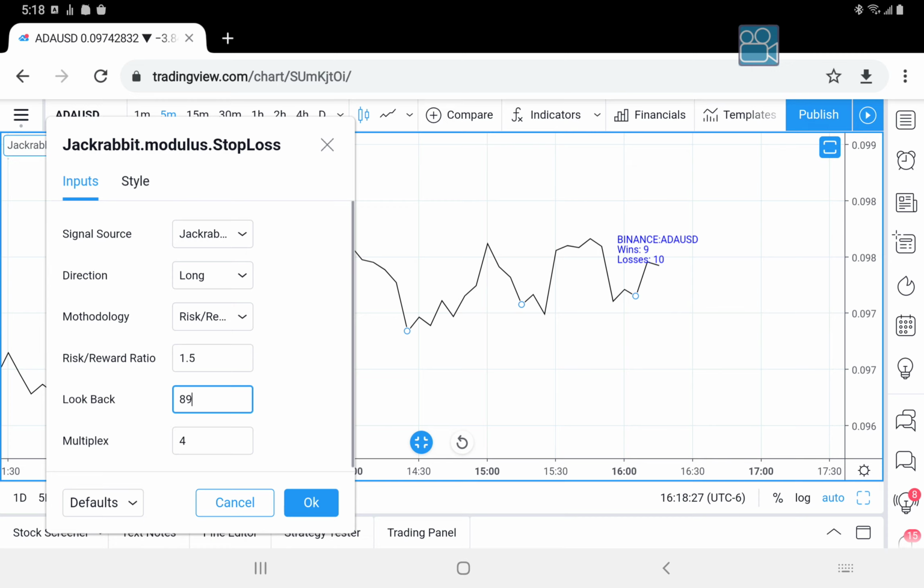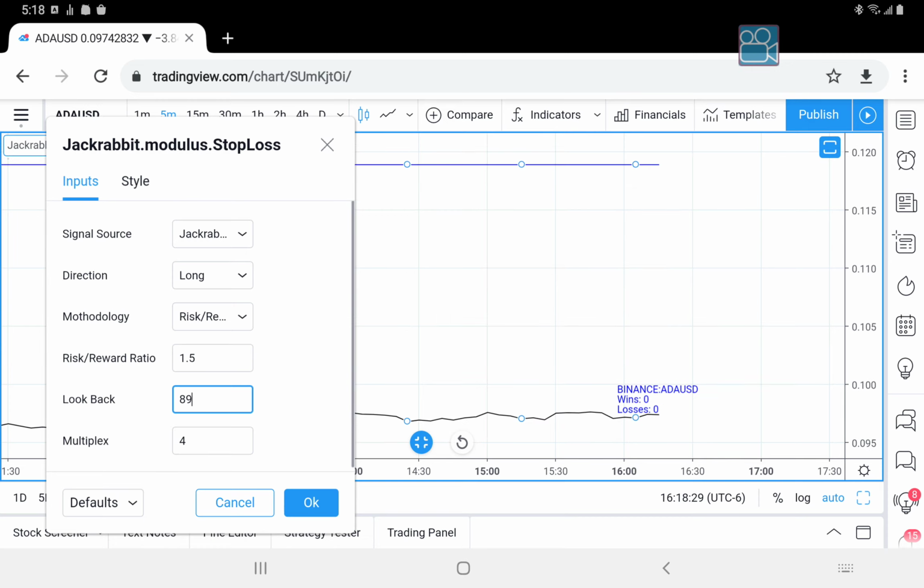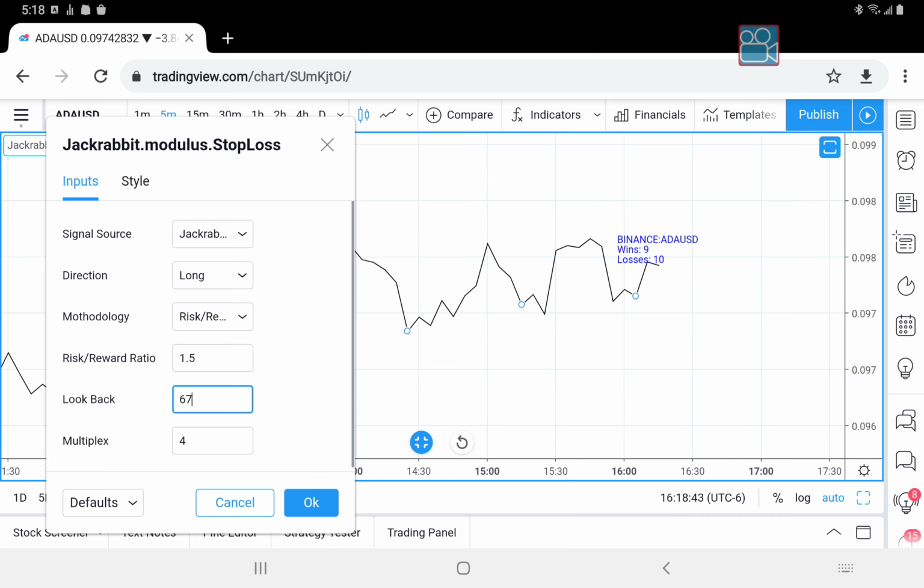Sometimes a high look back works. Sometimes a high look back doesn't work. In this case, you can tell there are no activities at all. So let's begin scaling it back. Okay, so this is the best we're going to get for this coin. So let's go back to this, which is basically the same ratio. But now let's play with the multiplex.